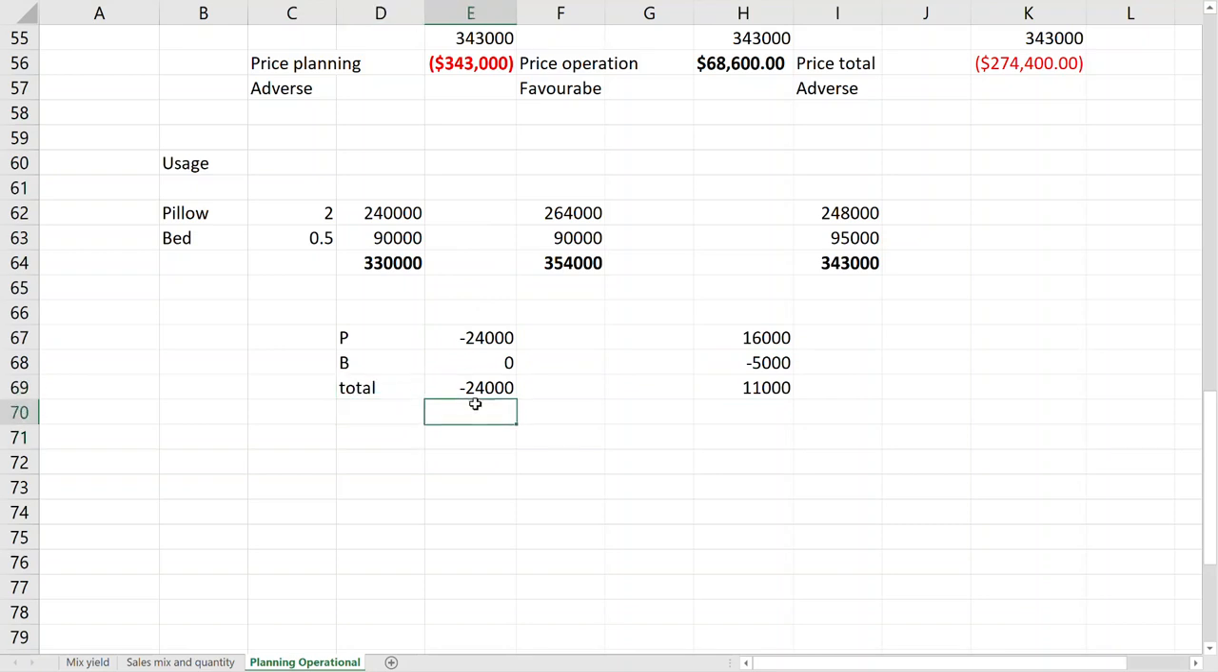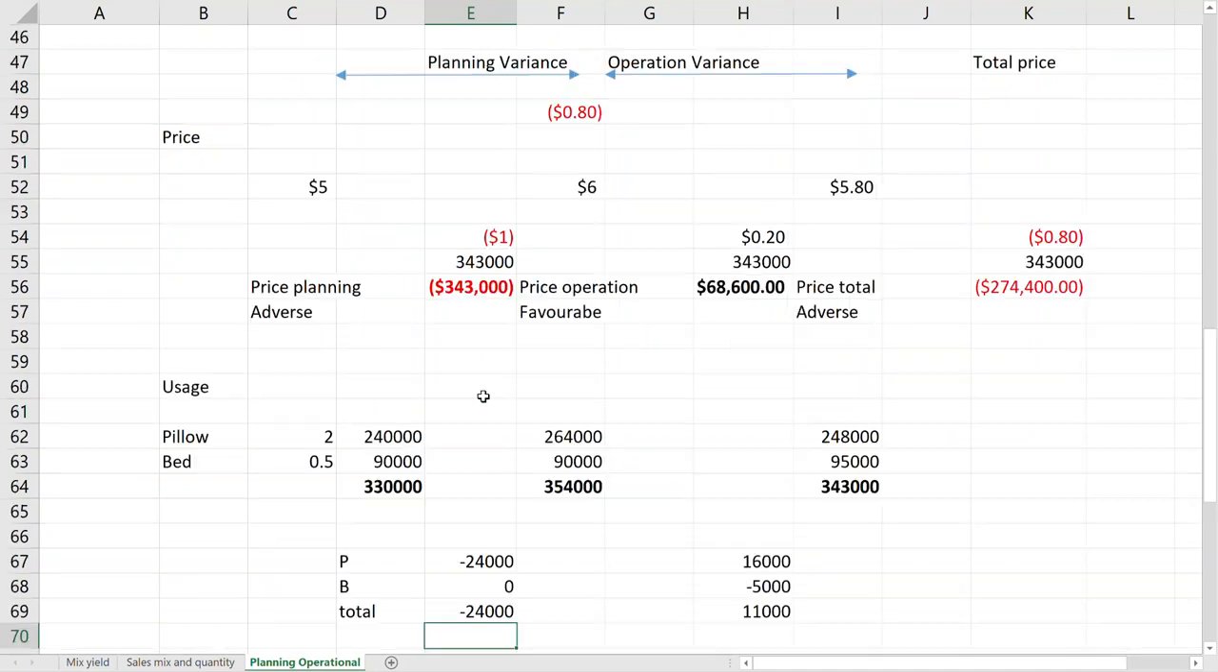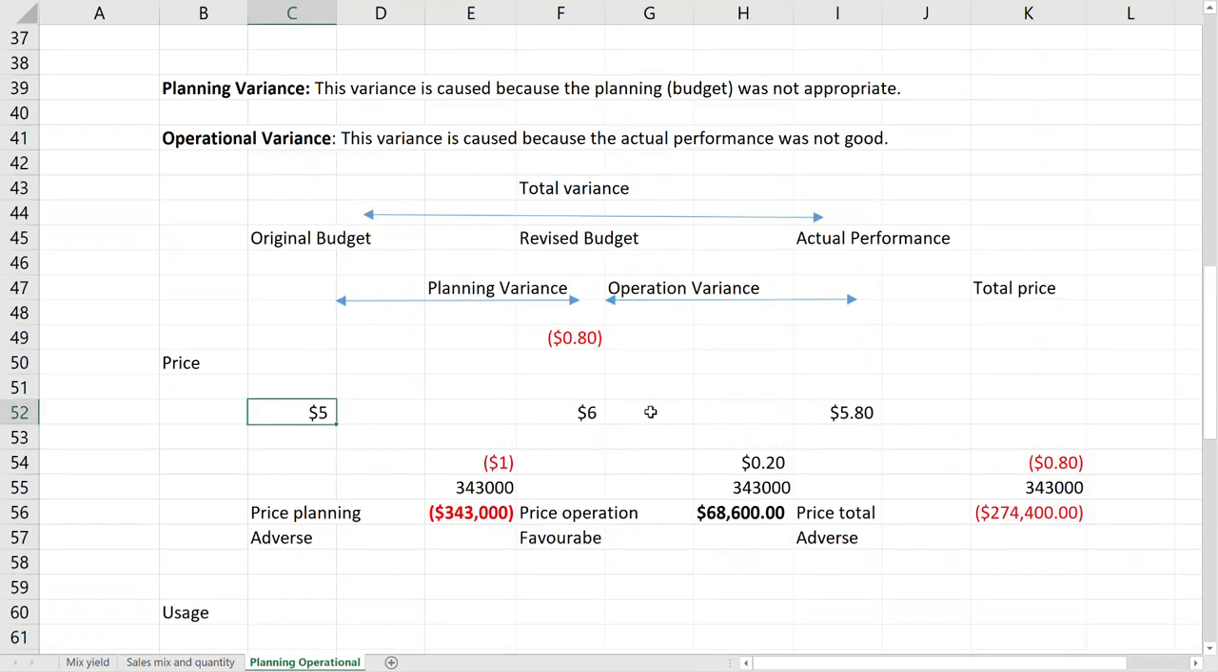Which price? There are three prices actually. This price, this price, this price. Which one? There are two standards, the original standard and the revised. Remember, I told you when we talk about price, we talk about price. When we talk about quantity, we use the standard price. But there are two standards. Which standard should we use? The original standard or the revised standard? The revised one.